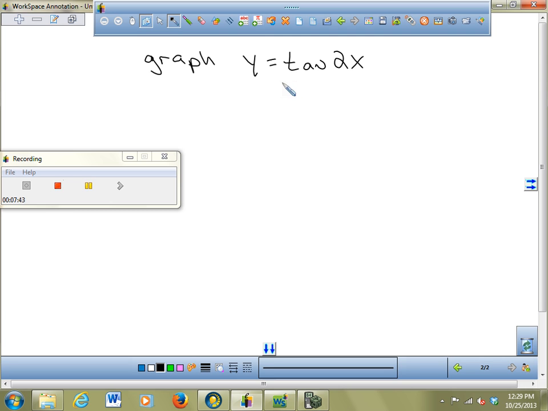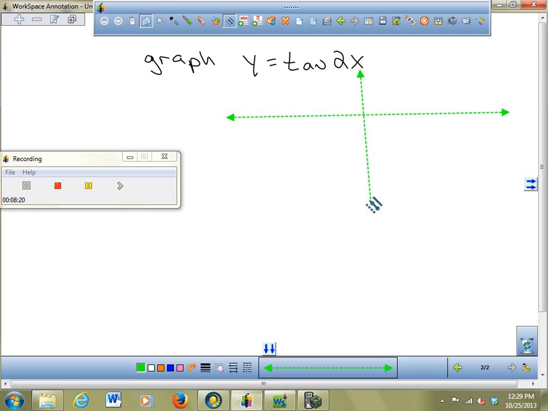Yes, sir. It's going to change the period. Is it going to make the period shorter? Or is it going to stretch it this way? Or is it going to squish it this way? It's going to squish it, right? It's going to make it go 2 times as fast, all right? And so you can think about, okay, it's going 2 times as fast.